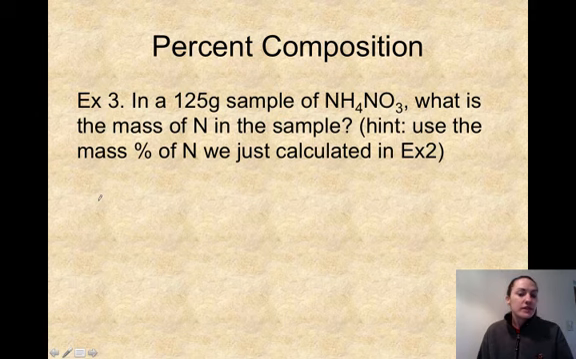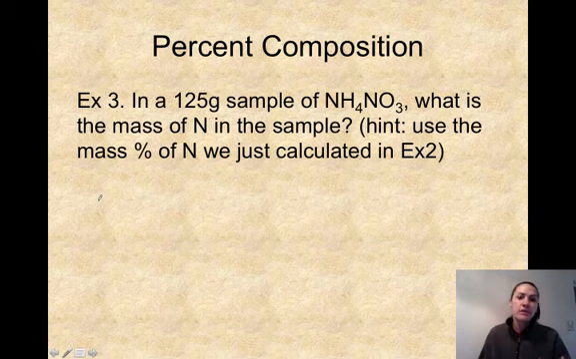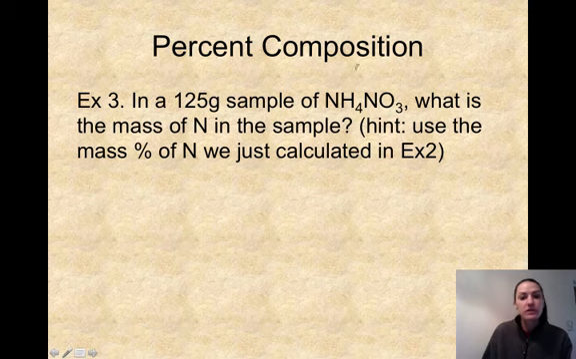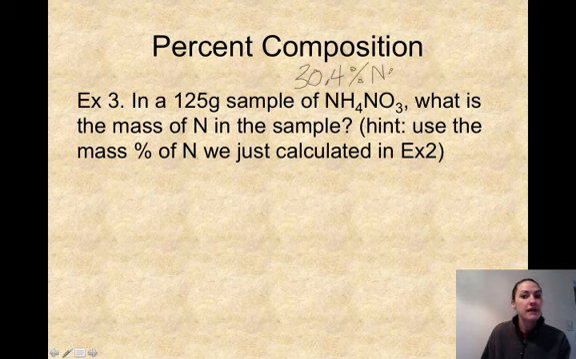So what we're going to do for this third example is we're going to use information about the mass percent that we just calculated in example 2 to help us with example 3. So this time we have 125 grams of NH4NO3. And I want to know how much nitrogen is in that 125 gram sample. So what you need to know is the 30.4% nitrogen in this compound, which is what we got from example number 2.